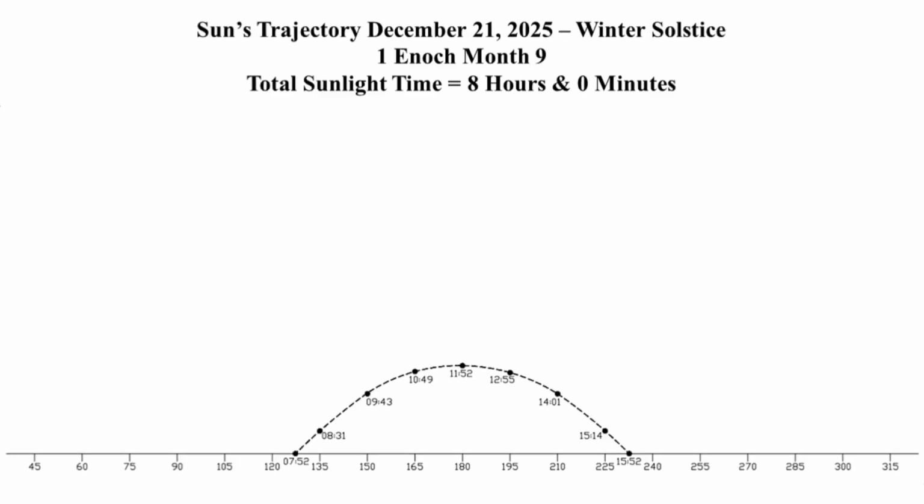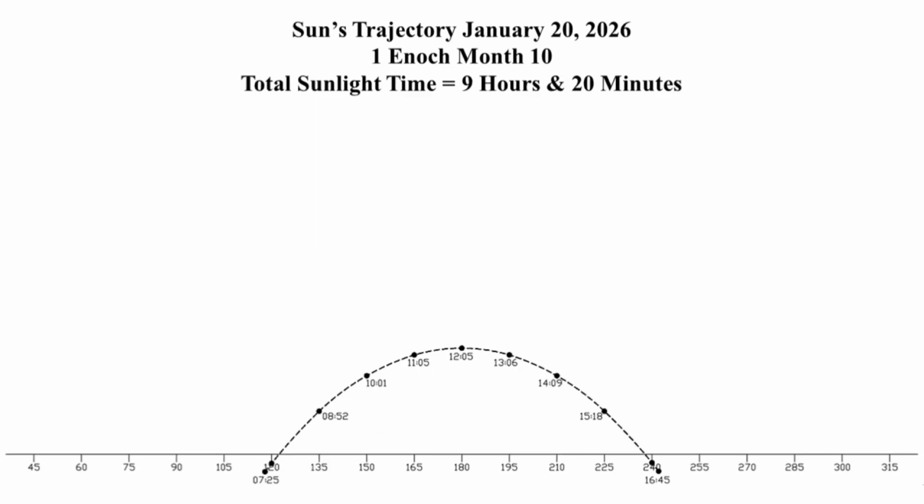Sun's trajectory, December 21, 2025, winter solstice, 1st Enoch, month 9, total sunlight time, 8 hours and 0 minutes. Sun's trajectory, January 20, 2026, 1st Enoch, month 10, total sunlight time, 9 hours and 20 minutes.